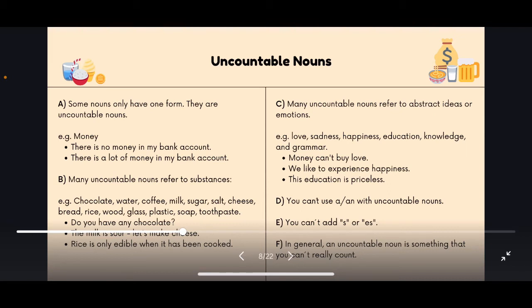Many uncountable nouns refer to abstract ideas or emotions, like love, sadness, happiness, education, knowledge, and grammar. Okay? And we can't use a or an with uncountable nouns. These are only for countable nouns, and we can't add an s or es. In general, an uncountable noun is something that we can't really count. Okay?